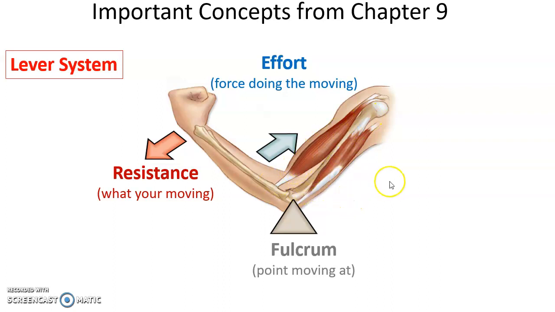The muscles are what are engaged in generating the force that causes the movement occurring around the fulcrum, or the joint. And of course, the resistance is whatever it is you're moving, whether it's part of your body or something you're holding with that part of your body. So again, in this lever system, the muscles are the source of the effort, the source of the force causing the movement to occur around the joint or fulcrum.